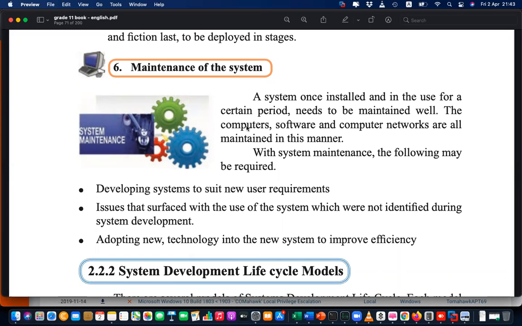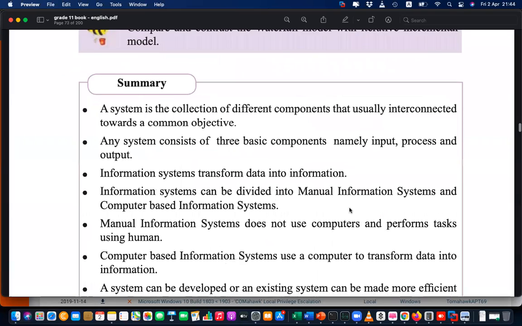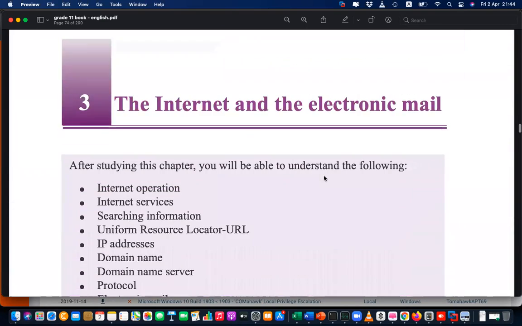Then we have to discuss the system development models. As the last topic, we will do that next week. That is a very small thing, only a few things to discuss, but we have to discuss the summary also.